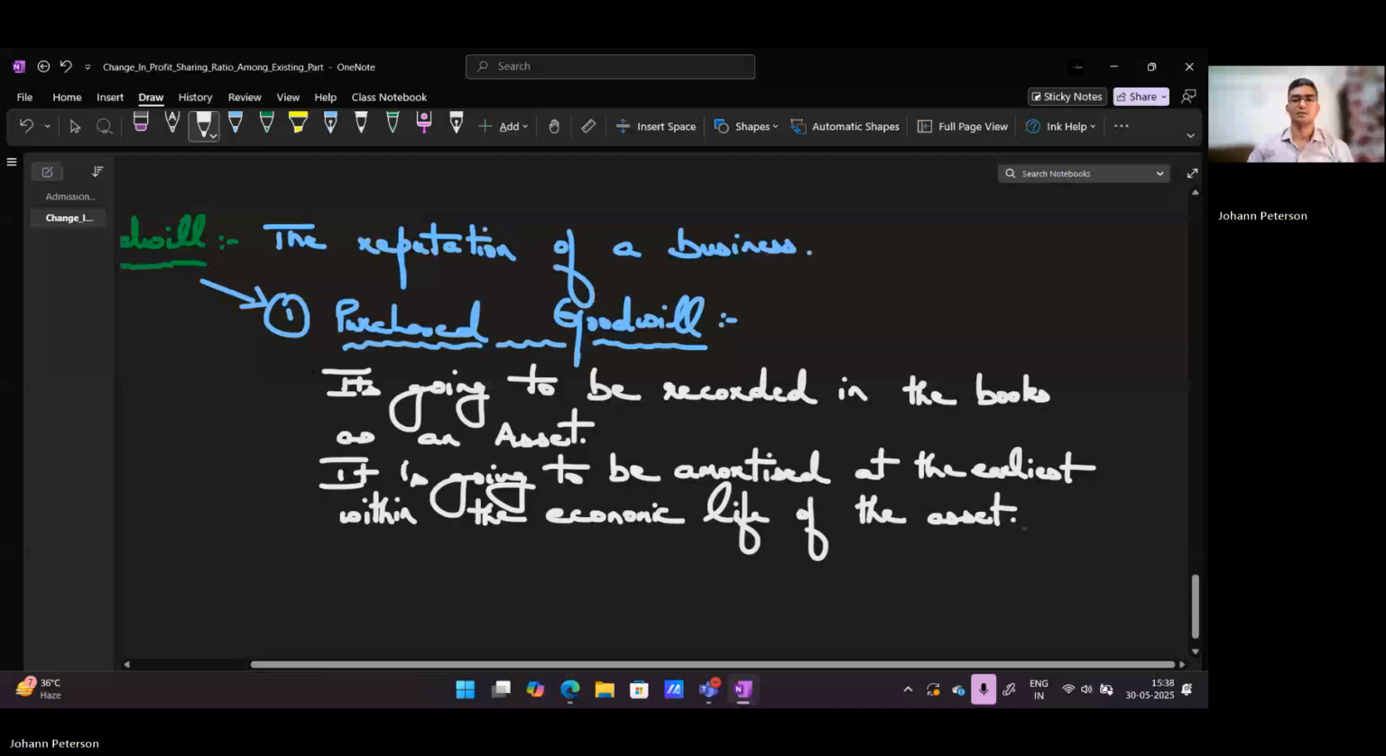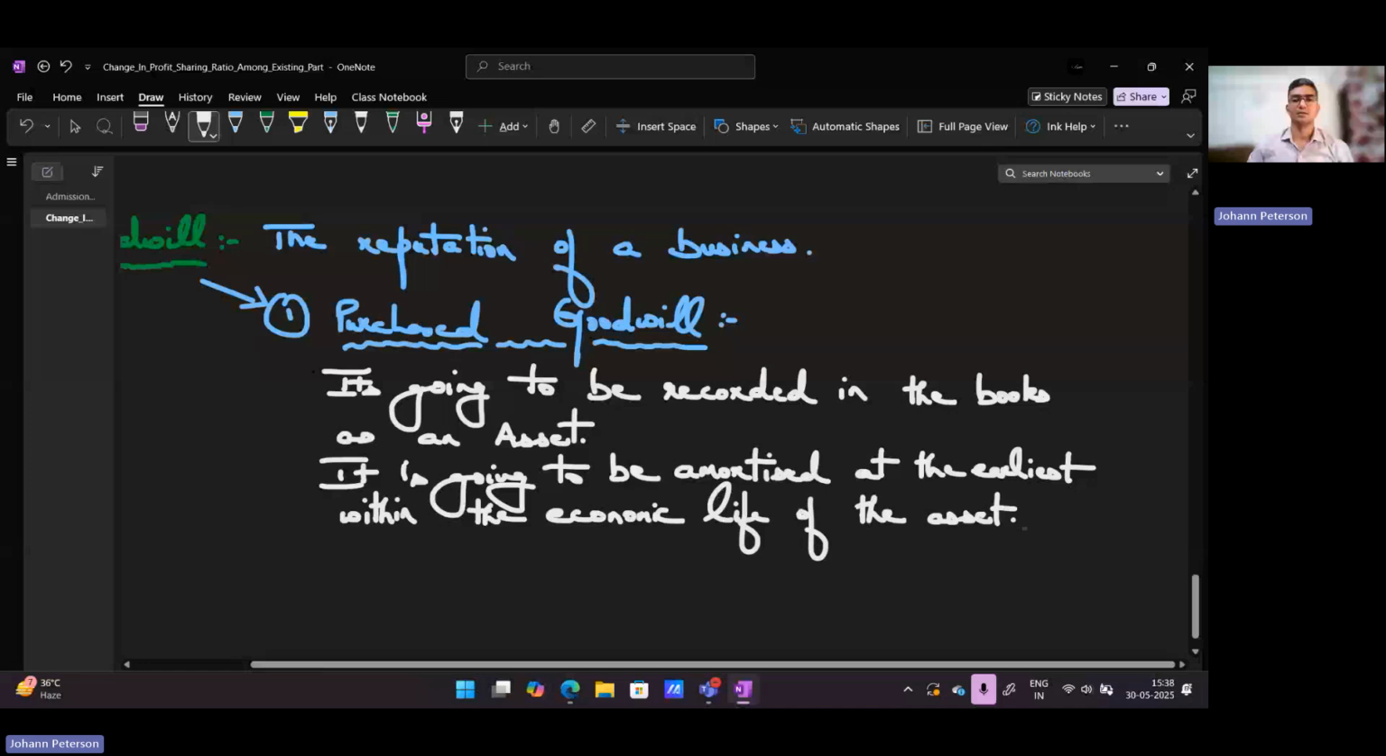This goodwill arises on the purchase of an asset. Okay. This goodwill arises on the purchase of an asset. So these are key features of this kind of a goodwill.